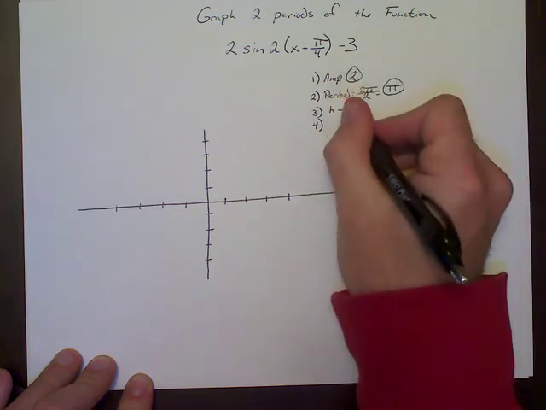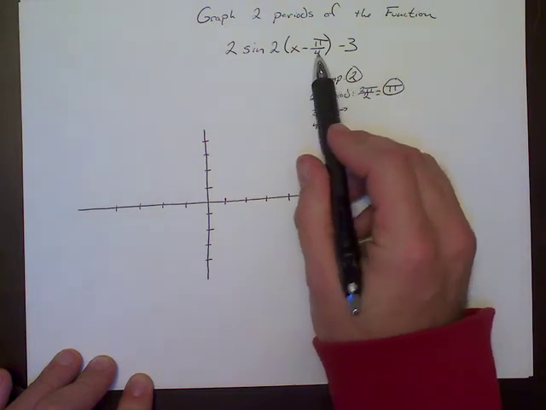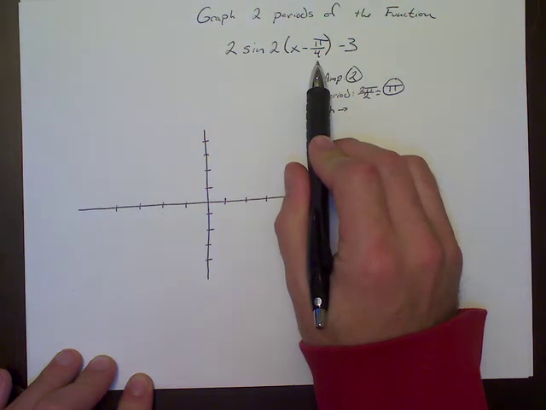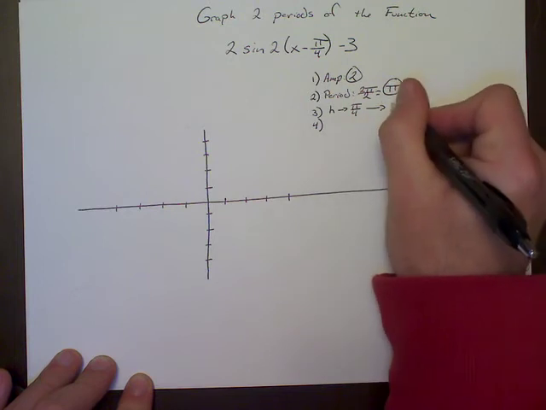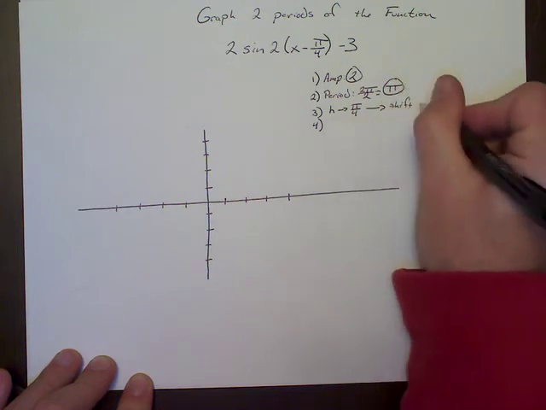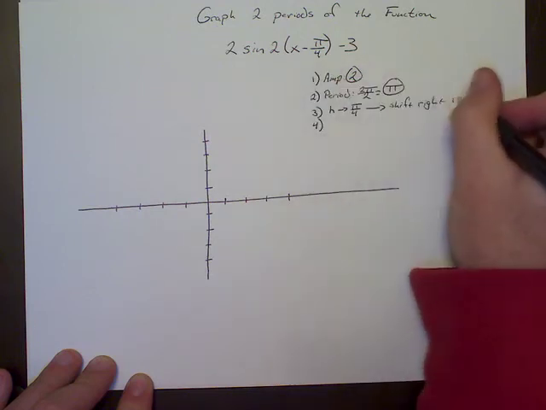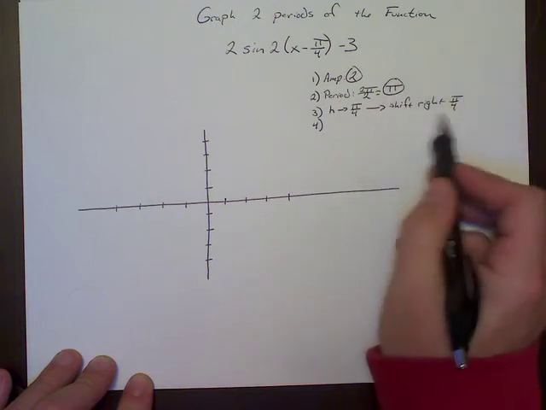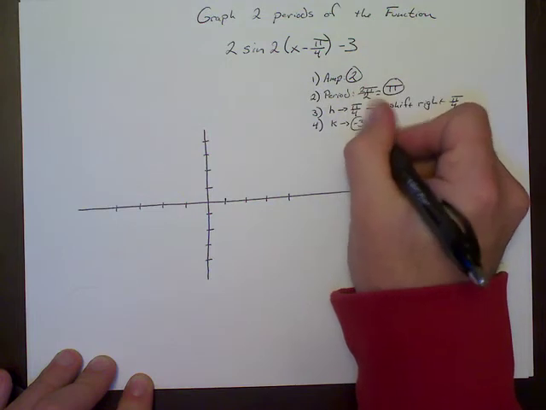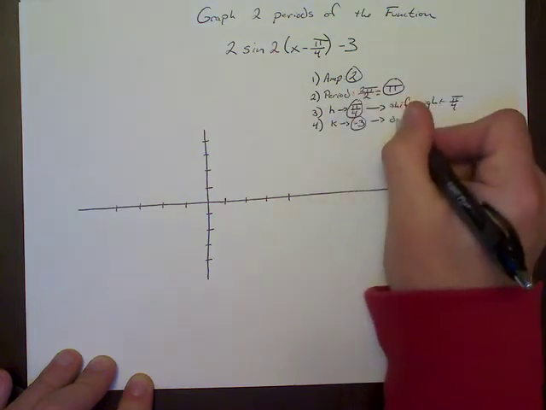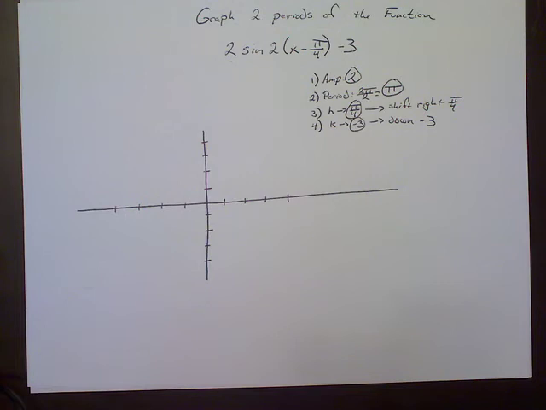Then h is our horizontal shift, and we want to use the opposite of that number. So our h is going to be pi over 4, and sometimes it might be helpful to actually write shift right, because it's positive, pi over 4. That way you at least know which direction you're shifting. And then k is -3, which tells us we want to go down 3. So those are the main things.